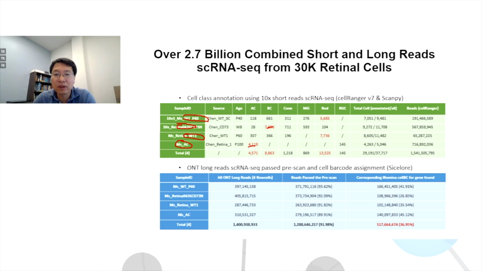So in total, in the short reads, after filtering we have 1.5 billion reads total. Then we used the second half of the library and performed the long read sequencing on the same 4 tissues, the same 4 libraries, and we generated 1.28 billion raw reads, and after filtering and assignment, we got half a billion left.